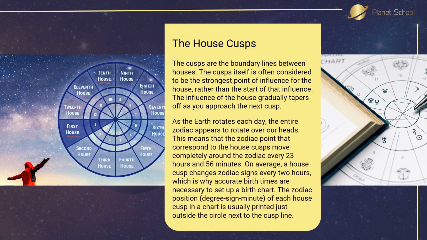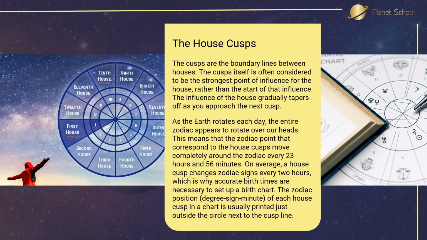As the Earth rotates each day, the entire zodiac appears to rotate over our heads. This means that the zodiac points that correspond to the house cusps move completely around the zodiac every 23 hours and 56 minutes. On average, a house cusp changes zodiac signs every 2 hours, which is why accurate birth times are necessary to set up a birth chart.